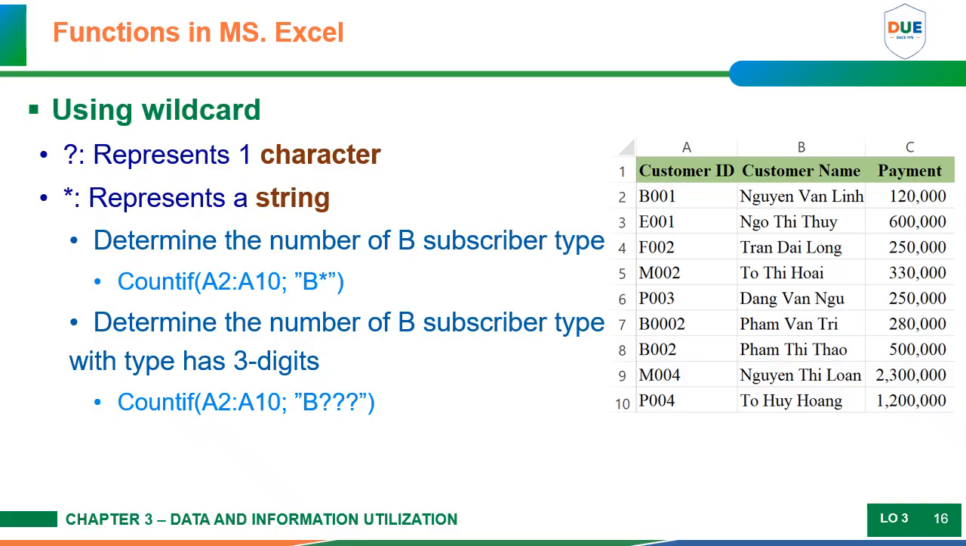The first one is the asterisk. The asterisk represents any sequence of characters. It can be long, short, or even empty. For example, in a subscriber list, if we need to identify subscribers of type B, we can use the expression COUNTIF(A2:A10, "B*"), or to identify subscribers of type B whose subscription codes have 4 characters, we can use the expression COUNTIF(A2:A10, "B???").